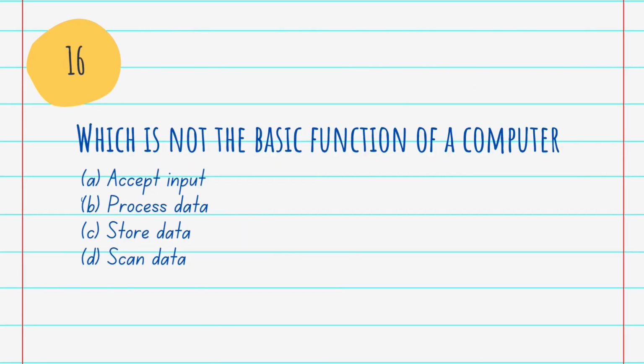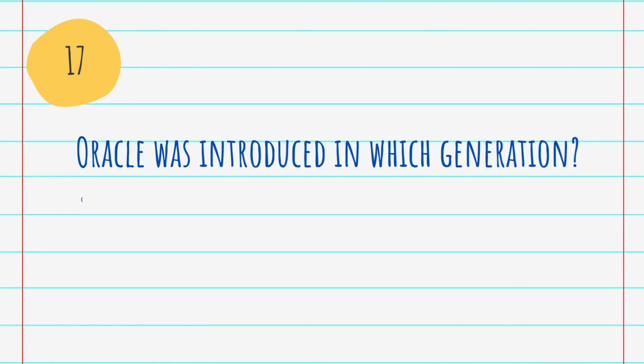Question number 16. Which is not the basic function of computer? A. Access input. B. Process data. C. Store data. D. Scan the data. And the answer is D. Scan the data. Scanning function is not a basic function of the computer. Scanning of text is done through external hardware. That is our scanner.